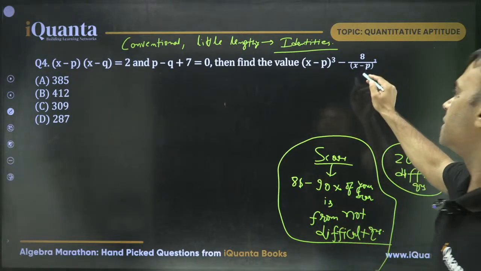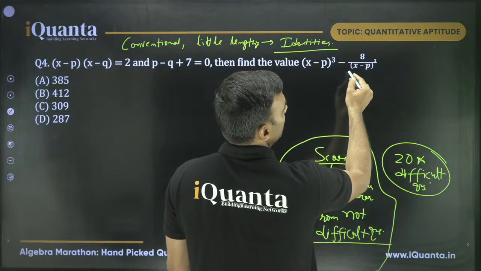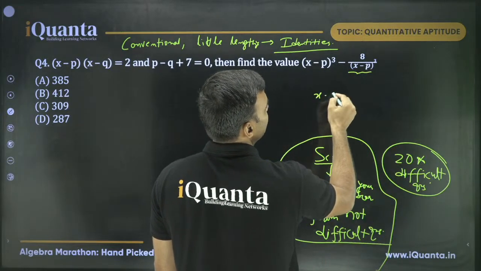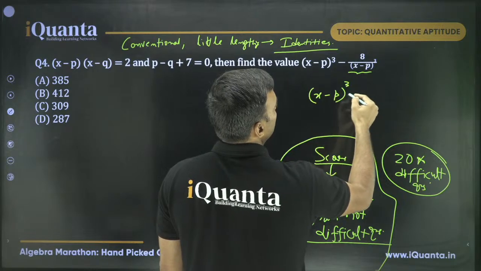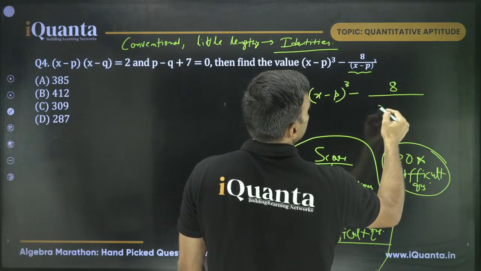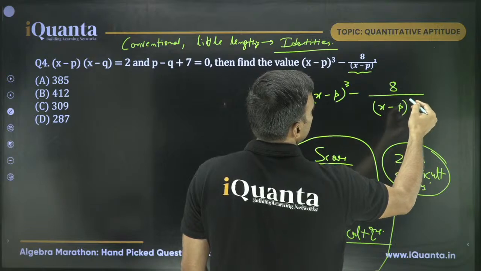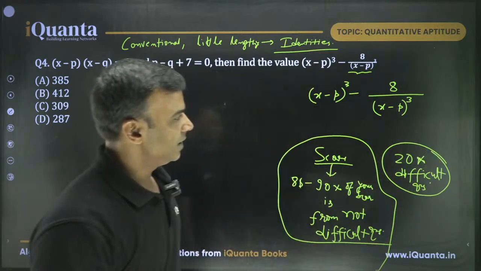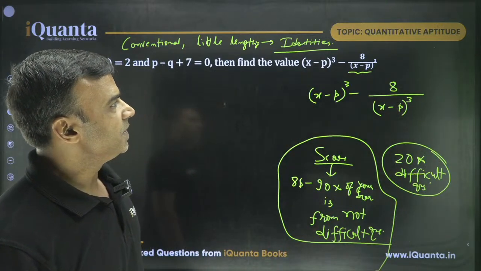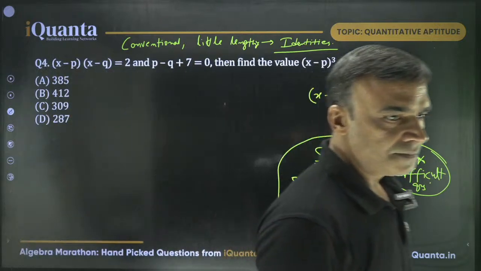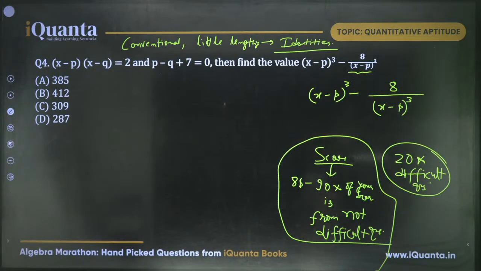Yes, it is power 3. Okay, good question. If you are not able to see this, I'll write it here again. x minus p whole cube minus 8 divided by x minus p whole cube. So if anyone finds difficulty in reading anything, please inform me. Yes, RN Karmakar, I hope you got that. And you were right, the power is below. Okay.